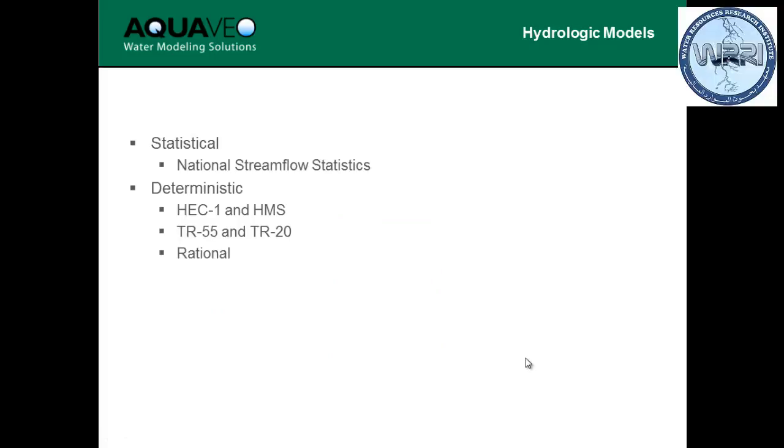These are some of the hydrologic models that WMS supports. It supports statistical as well as deterministic models. And the deterministic models are what we call lumped parameter models. So we lump all the data for each subbasin into a single set of values.